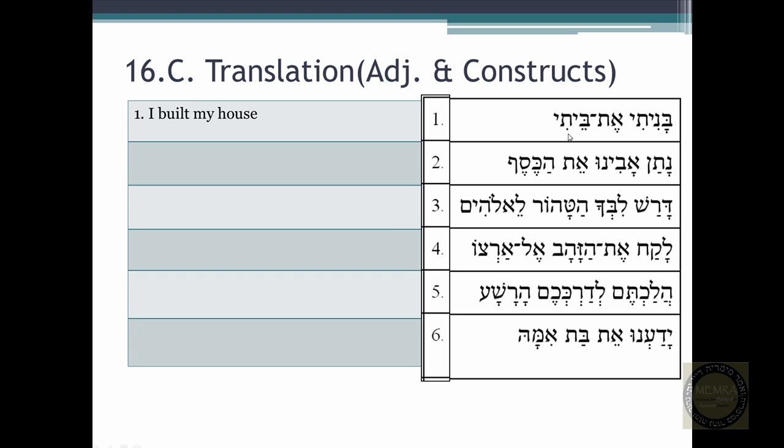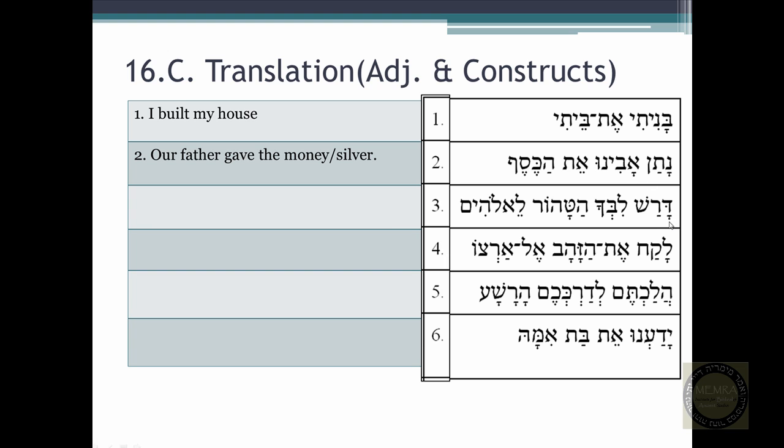Number 2, here's our verb natan. Does it have a prefix? No. Of course, without even a suffix, this is your basic third masculine singular qal perfect. So we have here avinu, our father gave, and then et hakesef, the money or silver.